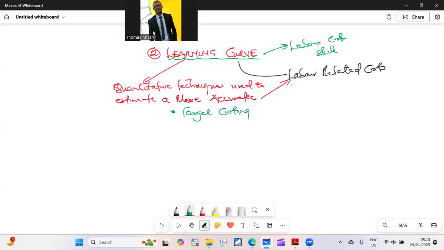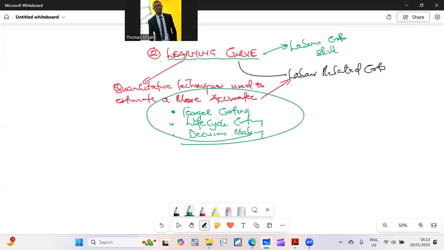Very soon you'll see that we'll be learning things like target costing. You see it's relevant. We'll be learning things like life cycle costing, and you see its relevance. In both cases, of course, we'll also be talking about decision making. So you realize that these are very, very important. The learning curve is very, very important.